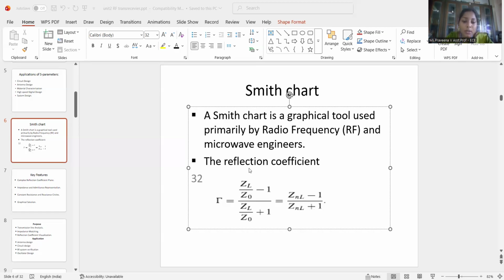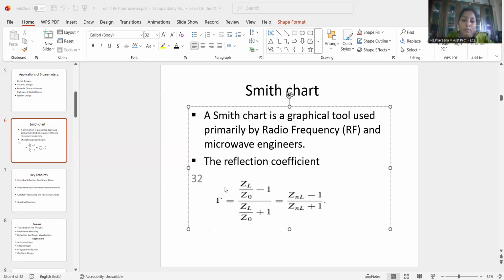Why is this Smith chart used? It's used to find the impedance matching condition. It is used to find the reflection coefficient. It is used to determine VSWR. VSWR is voltage standing wave ratio. It is used to determine return losses. Okay. It's used to analyze the transmission line behavior.